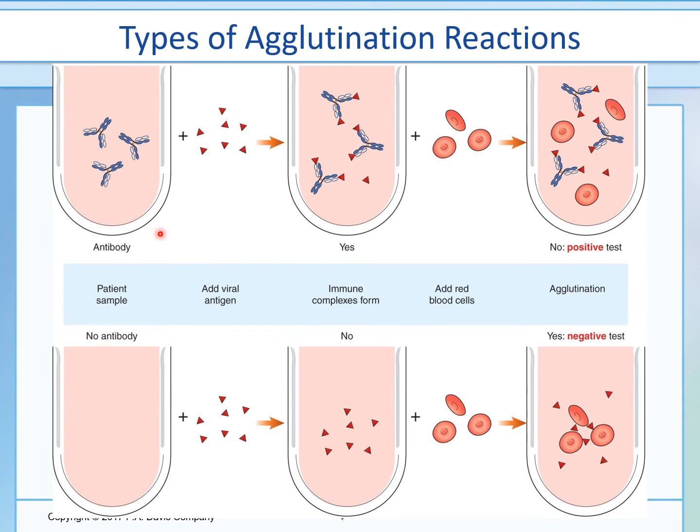With the hemagglutination reactions, in the presence of certain viruses, red blood cells will spontaneously agglutinate. So if patient antibody is present, as in the samples at the top, agglutination is inhibited. So there would be no agglutination, which indicates a positive test for the antibody. In a patient sample that lacks antibody, when the antigen is added, agglutination reacts with the red blood cells, and this is a negative test.